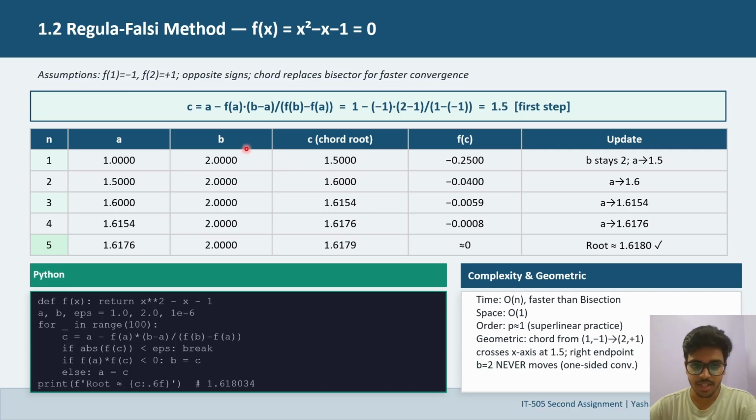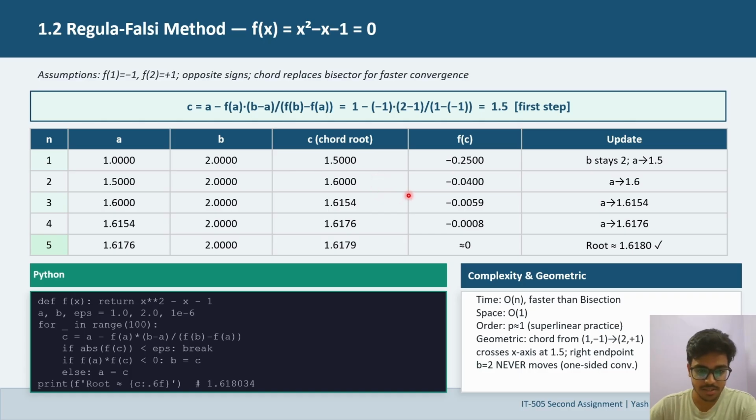Our first step: a = 1, f(a) = −1, b = 2, f(b) = +1. So c = 1 − (−1)(1)/(1 − (−1)), which equals 1 + 0.5, which equals 1.5. So f(1.5) is −0.25, which is still negative. So a moves to 1.5.